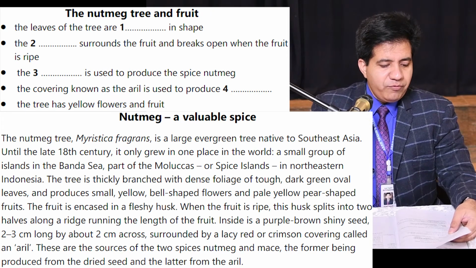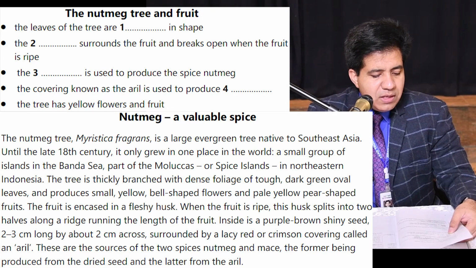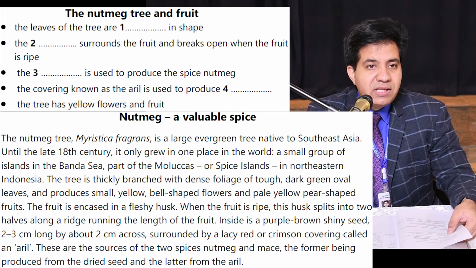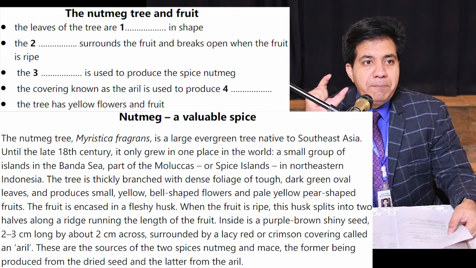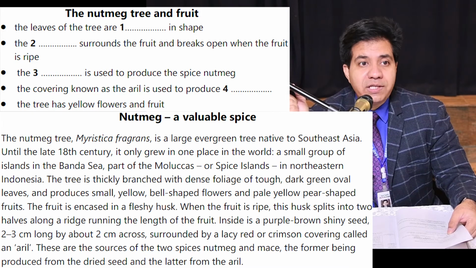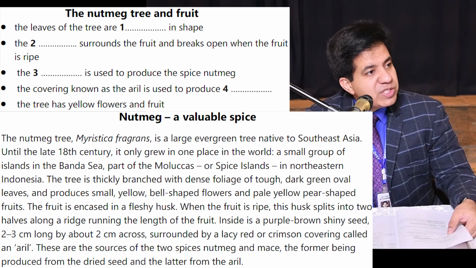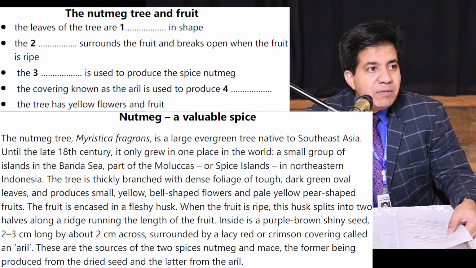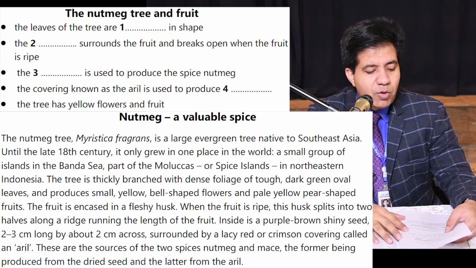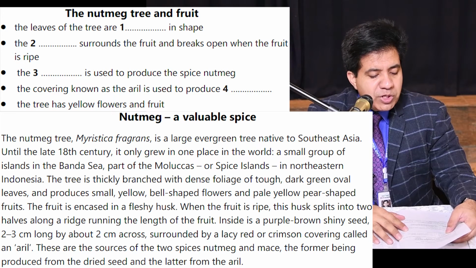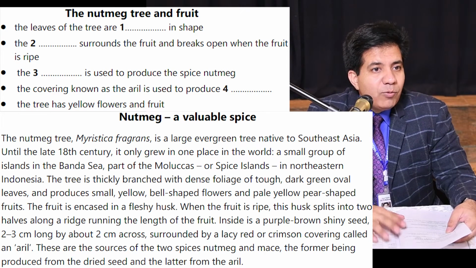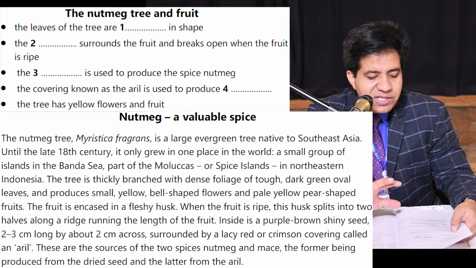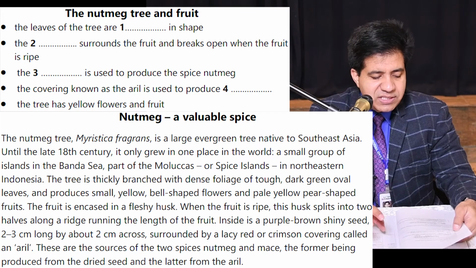Okay, now we do question number 3. The dash is used to produce the spice nutmeg. Now look here. Instead of the blank, if you put the word what, you turn it into a question. Whenever we've got fill in the blanks, try to turn it into a question. It will be easier for you to find the answer. Now, what is used to produce the spice nutmeg? Go back to the same paragraph and see what is used to produce the spice nutmeg.